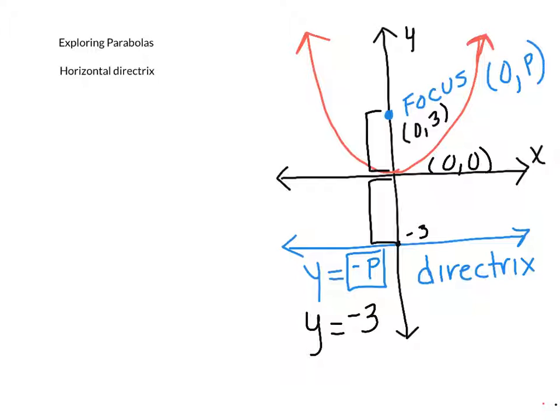You notice I said the focus is 0, p for a label, and 0, 3 is the point on this particular graph. If you look down at the directrix, y is equal to the opposite of p. Whatever p is, I take the opposite, so it makes sense that y equals -3 is where the directrix will run through.